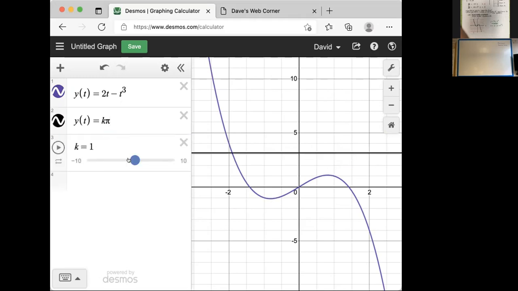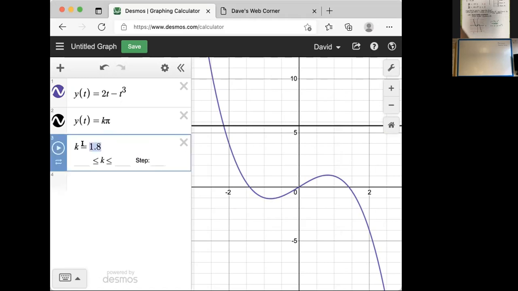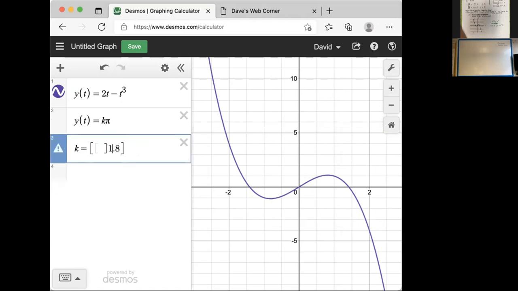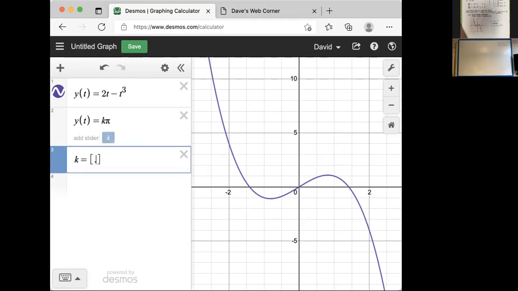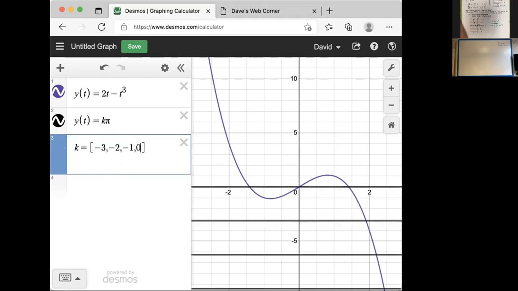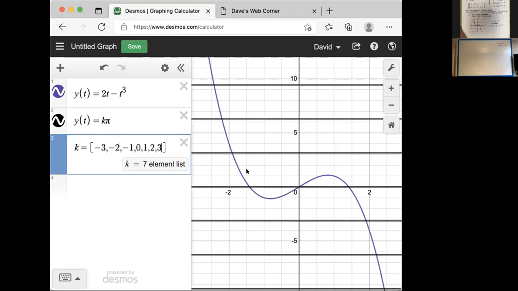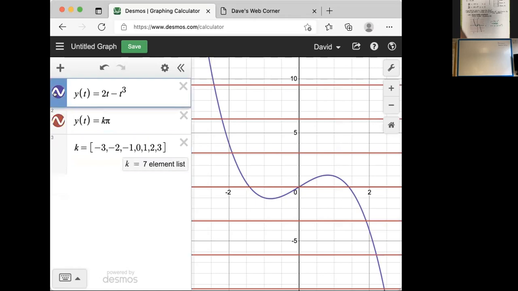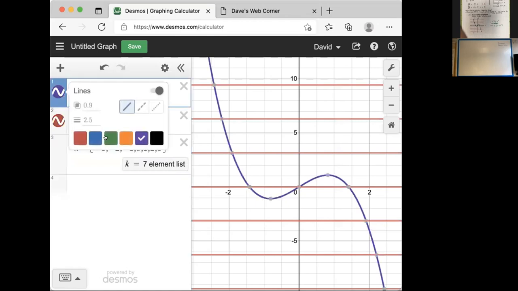Mathematica asked me for a slider. I could either do a continuous slider like that, or here's another way to do that. Let's make a list of minus 3, minus 2, minus 1, 0, 1, 2, 3. Now I've got all these horizontals. Let's make this red as my drawing. Let's make this green as my drawing. Okay, now I have all, and I do see that this does not dip into the first pair. So now I see all equilibrium points.